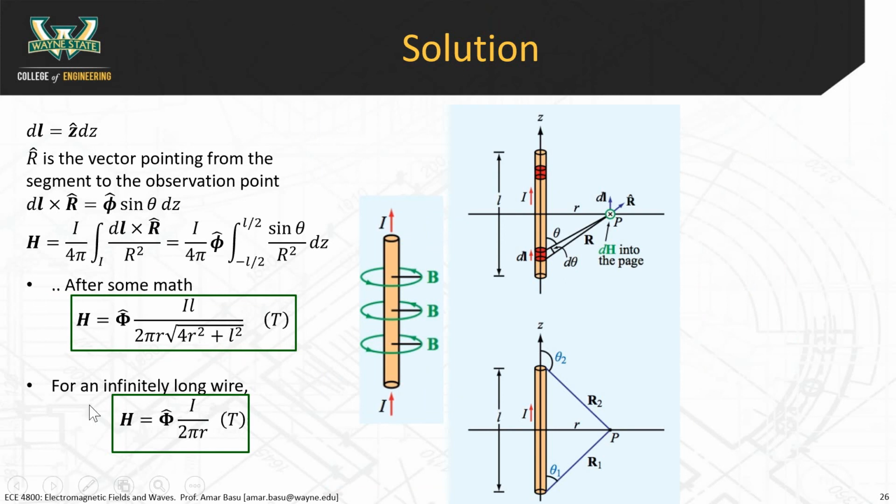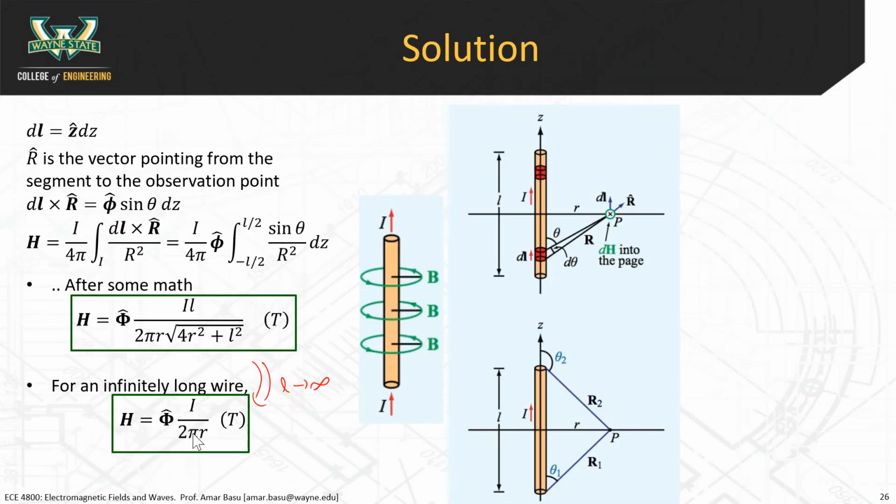Now, an important result is that when L becomes very, very large, when L goes to infinity, this result simplifies to what we saw probably in lecture 1. This is the magnetic field coming from an infinitely long wire, and it simplifies to just two terms, I over R, and a 2 pi. The direction is in the phi hat direction, going into the page. The magnetic field is proportional to the current, and it falls off as 1 over R.